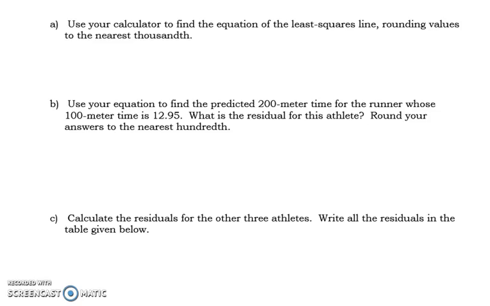A says, use your calculator to find the equation of the least squares line, which is just the line of best fit, rounding the values to the nearest thousandth. And then part B says, use your equation to find the predicted 200 meter time for the runner whose 100 meter time is 12.95, and find the residual for the athlete, rounding your answers to the nearest hundredth. So what I want you to do is I want you to pause the video, I want you to do A and B, and then we're going to end up finishing the table for part C and looking at the graph for part D. So go ahead and pause the video and see if you can do A and B, and then actually you can go down and calculate the residuals for the remaining athletes, which is part C.